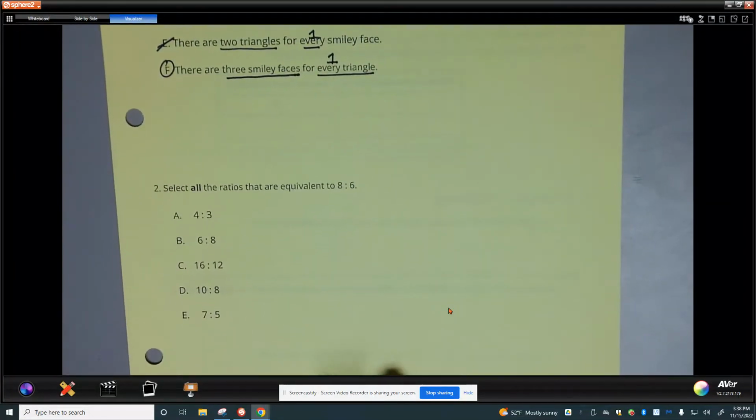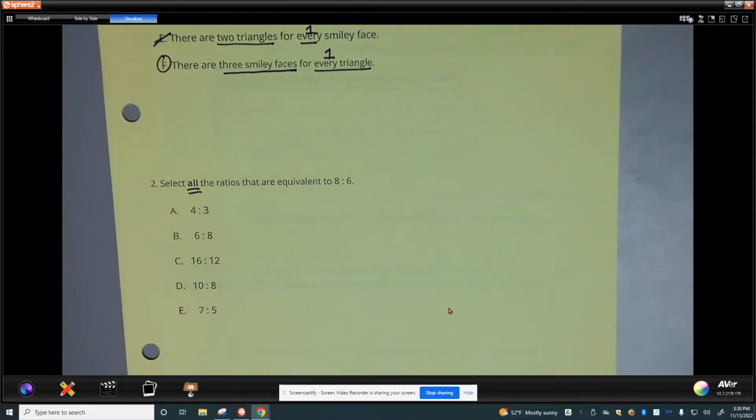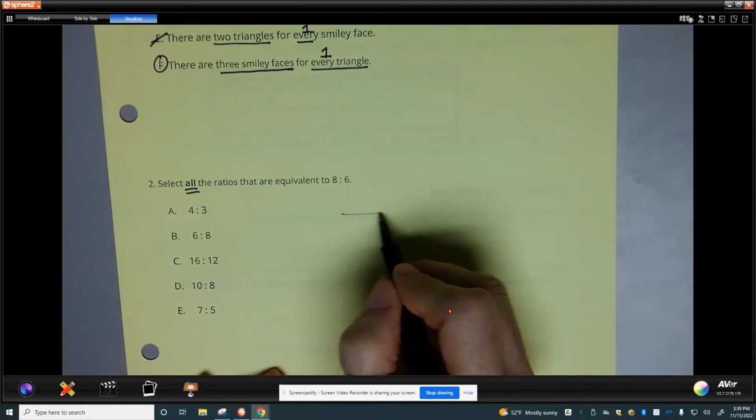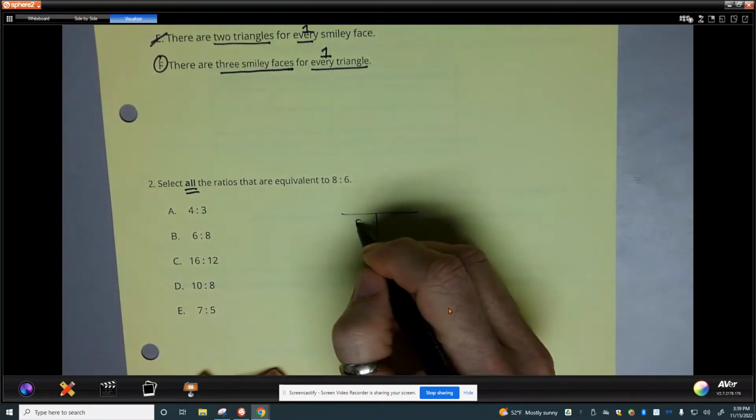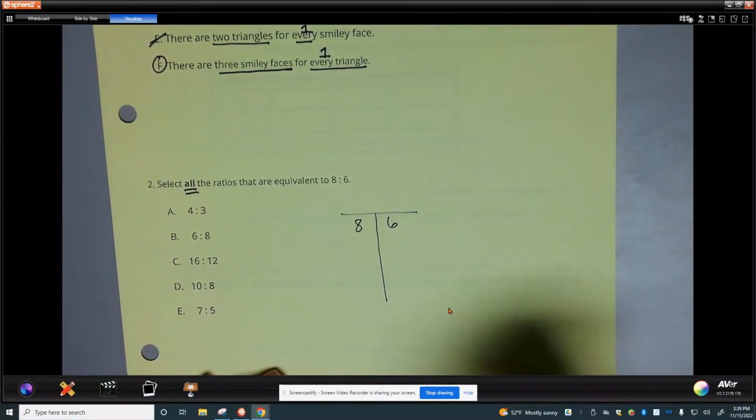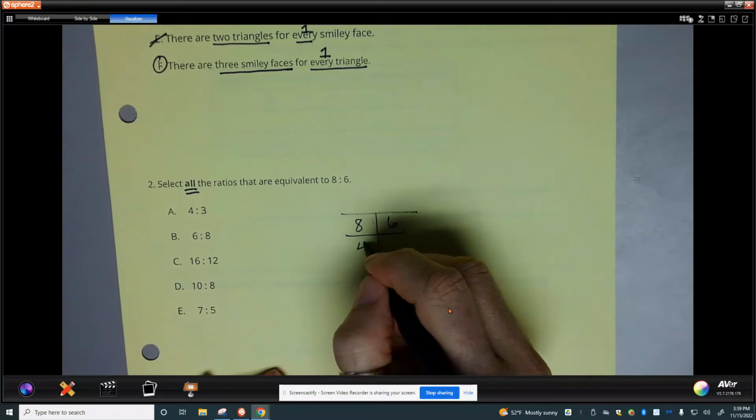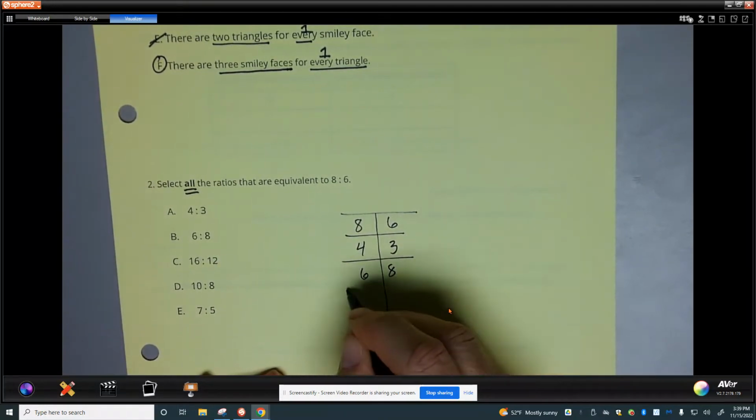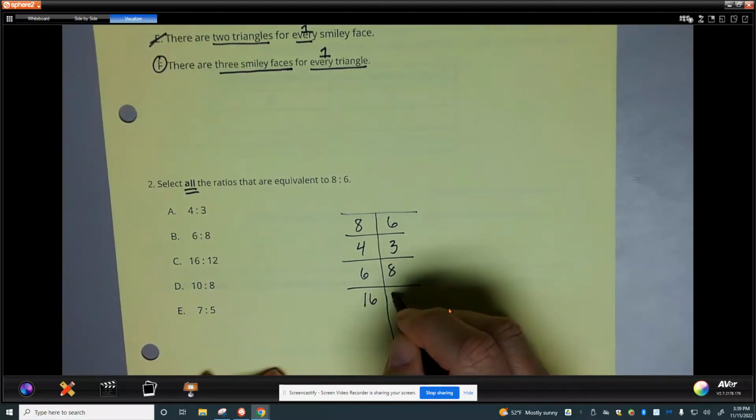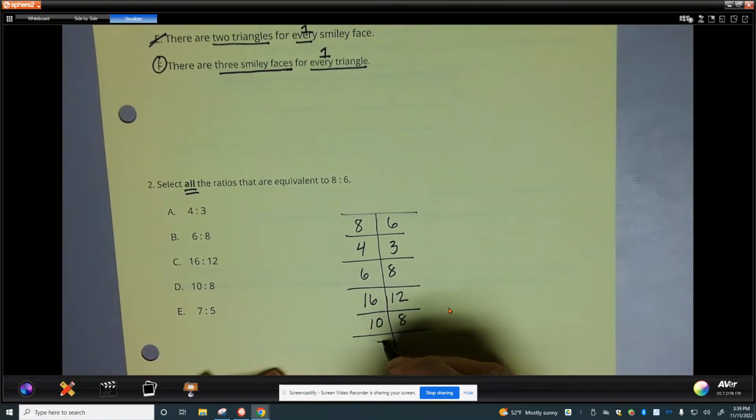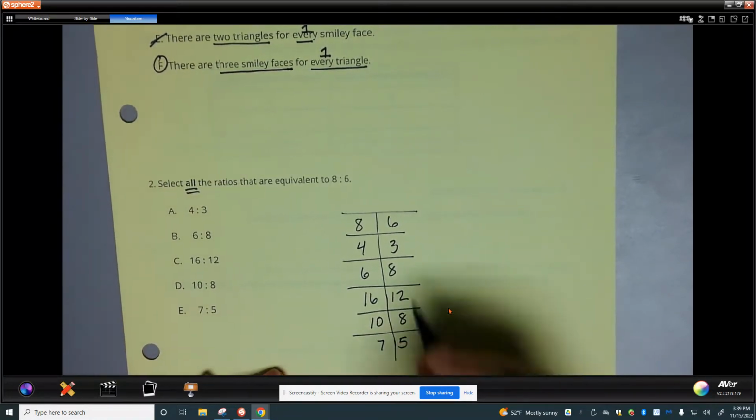This one gets a little complicated. It's also an all statement, so more than one correct answer. A couple ways we can do this. I'm probably going to make a table. I like tables. And my ratio is 8 to 6. The next one is a 4 to 3. The next one is a 6 to 8. I'm just going to put them all on here. 16 to 12, 10 to 8, and 7 to 5.